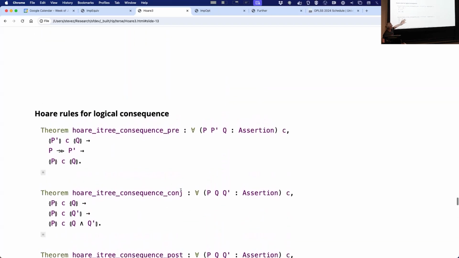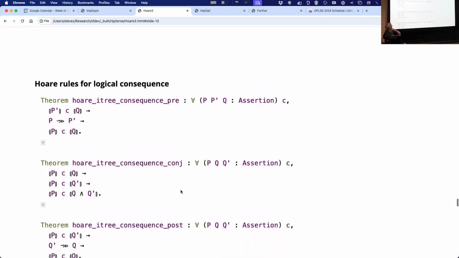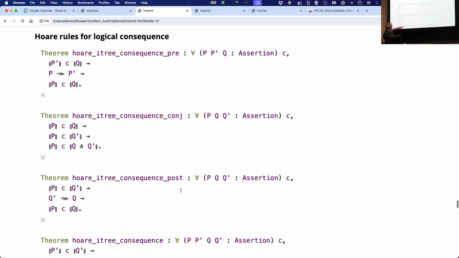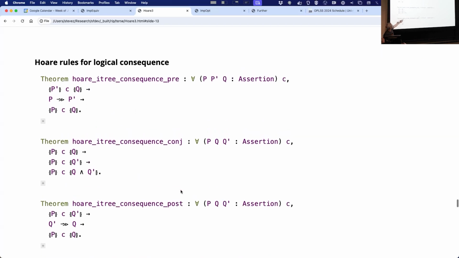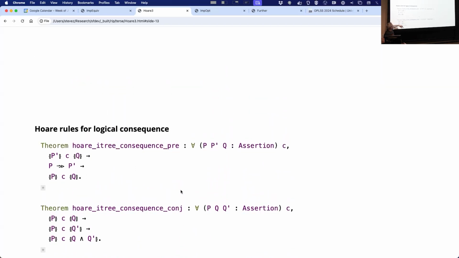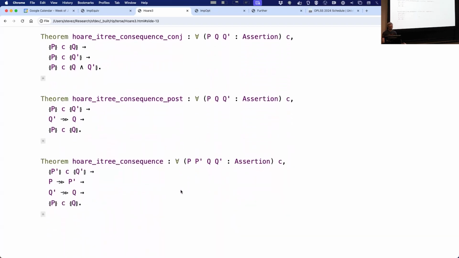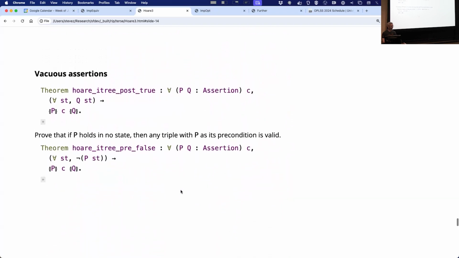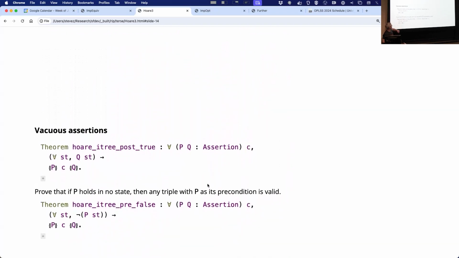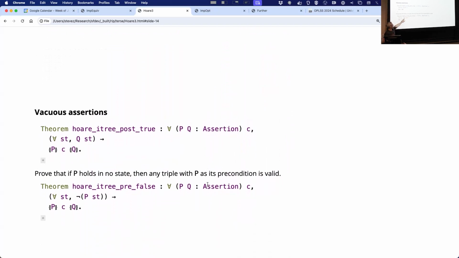Okay, and so we can keep playing this game. These are the rules for logical consequence, various instances of it, so you can strengthen the precondition and weaken the postcondition and that sort of thing. These are all classic Hoare logic rules. And there are various kinds of vacuous assertions. Logically, if a predicate holds for any state, this is the true of the memory predicate semantics, well, that's a valid postcondition for any command, and false is also a valid precondition for any command.